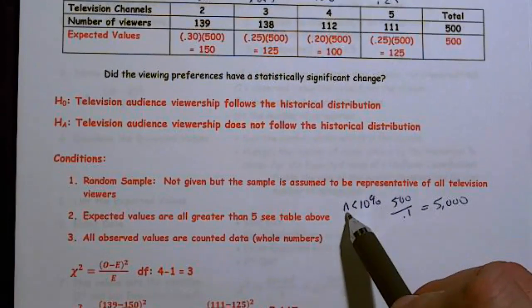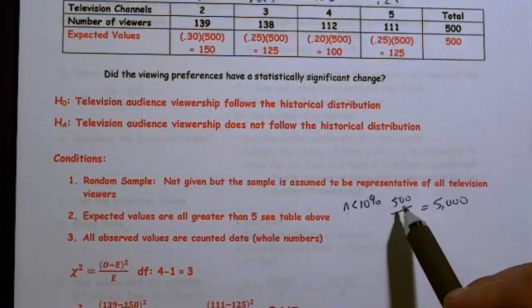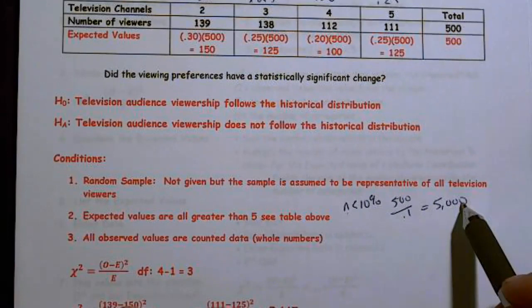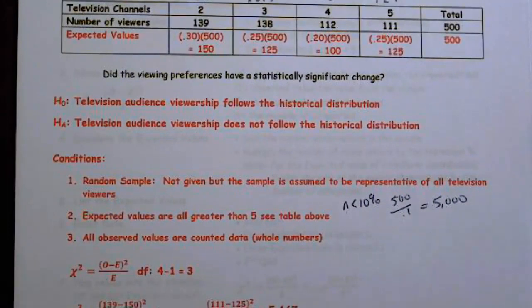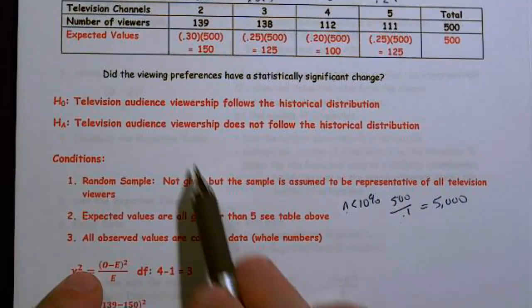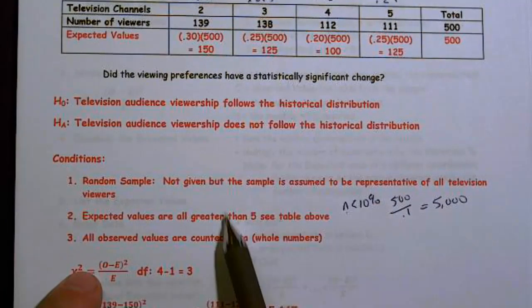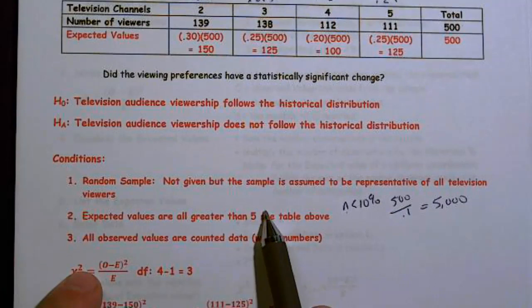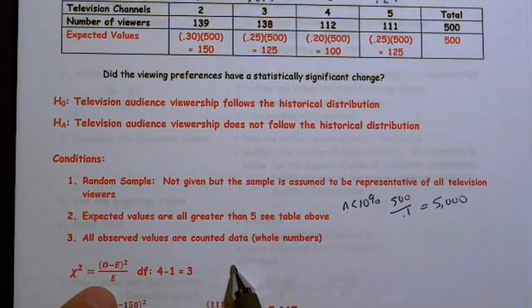We need to have the N less than 10%. So 500 divided by 0.1 is 5,000. And so it's reasonable to assume that there were at least 5,000 viewers across those 4 channels. At least we should have stated that. The expected values, when we look at them, are all greater than 5. Please remember, expected values don't need to be whole numbers, but the counts do.